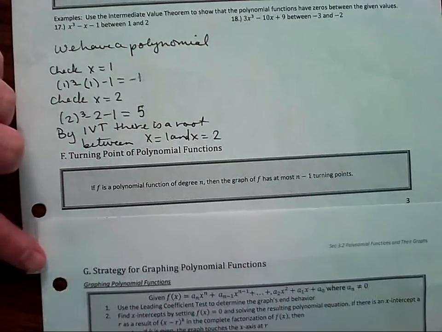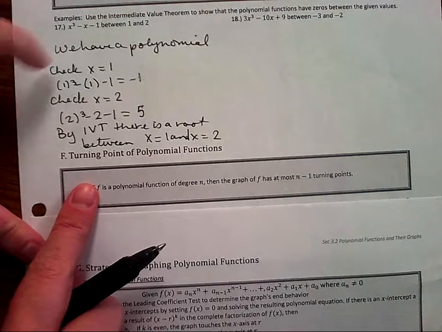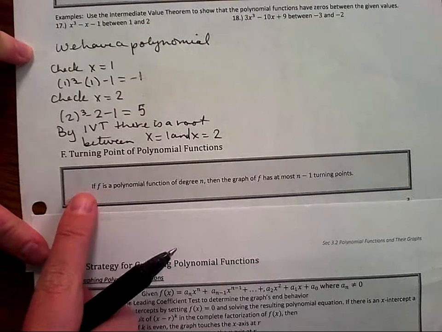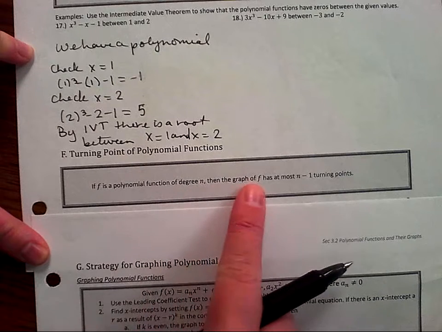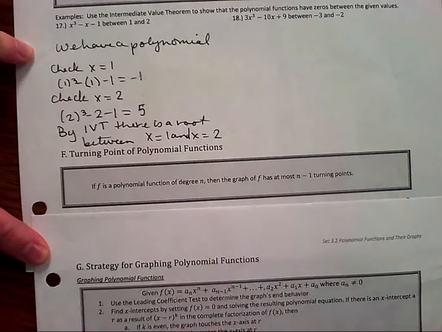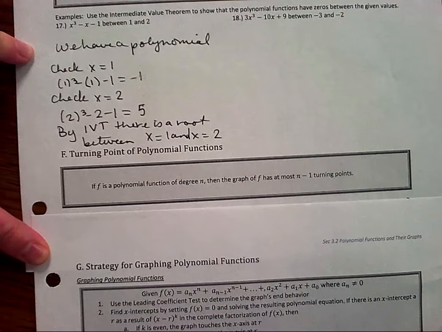Okay. Next topic, turning points in polynomial functions. If f is a polynomial function of degree n, then the graph of f has at most n minus 1 turning points. Cool. What's a turning point?